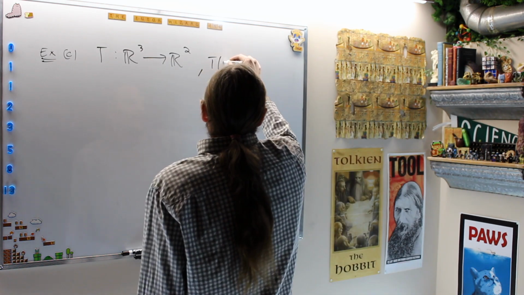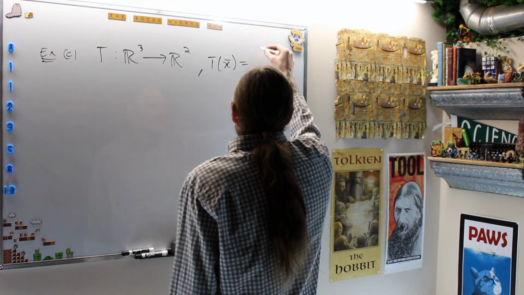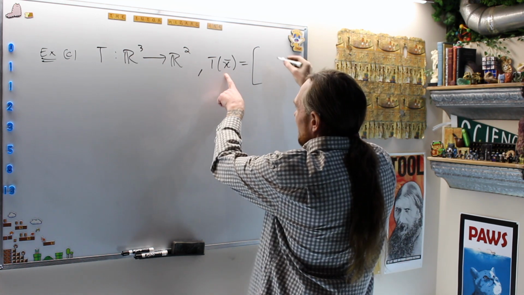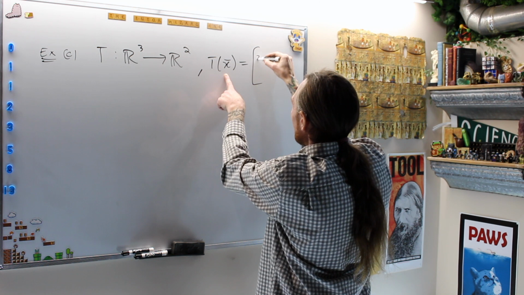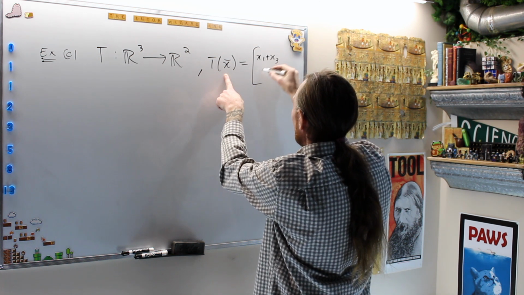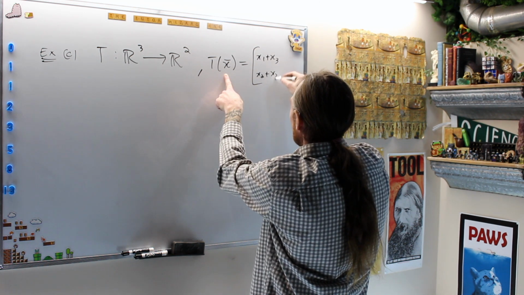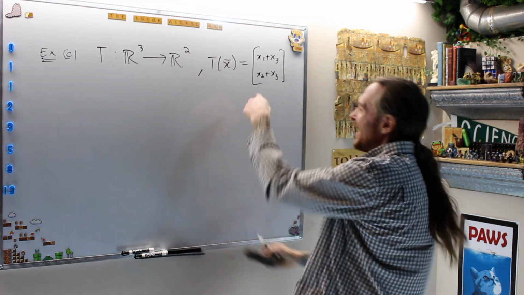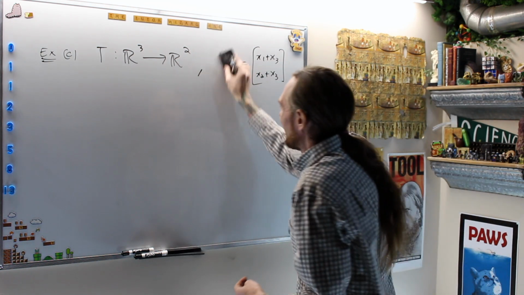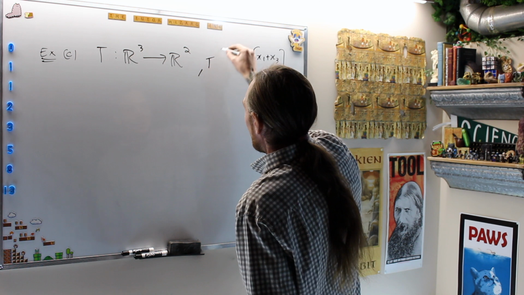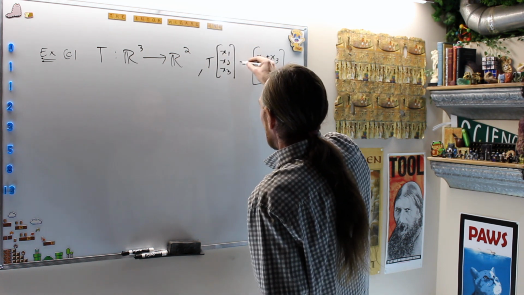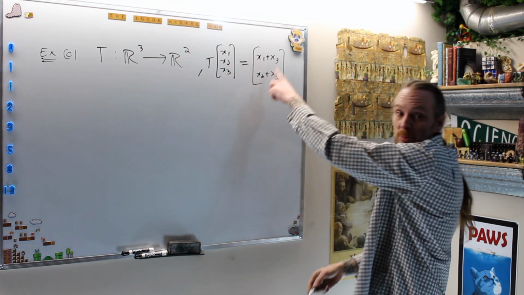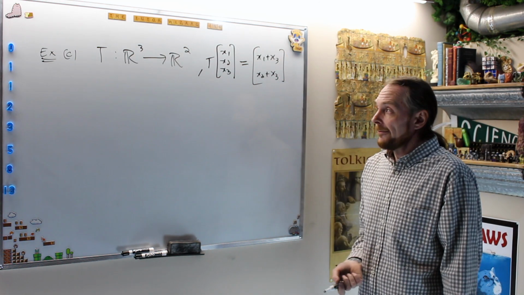C. T of x is equal to, sometimes the book does this, so I'll be mean and do that to you. I know that this guy is in R3, and then they're mean, and they're going to say this is x1 plus x3, and this is x2 plus x3. So what they're saying, if they do that in the book, what they really mean is this. I don't know why they don't just do this. They're sending the 3-dimensional vector to the 2-dimensional vector.